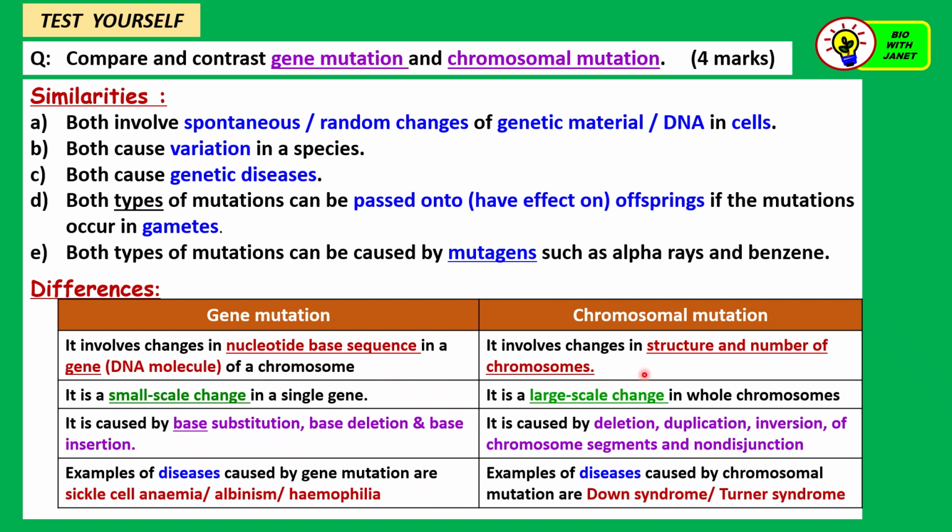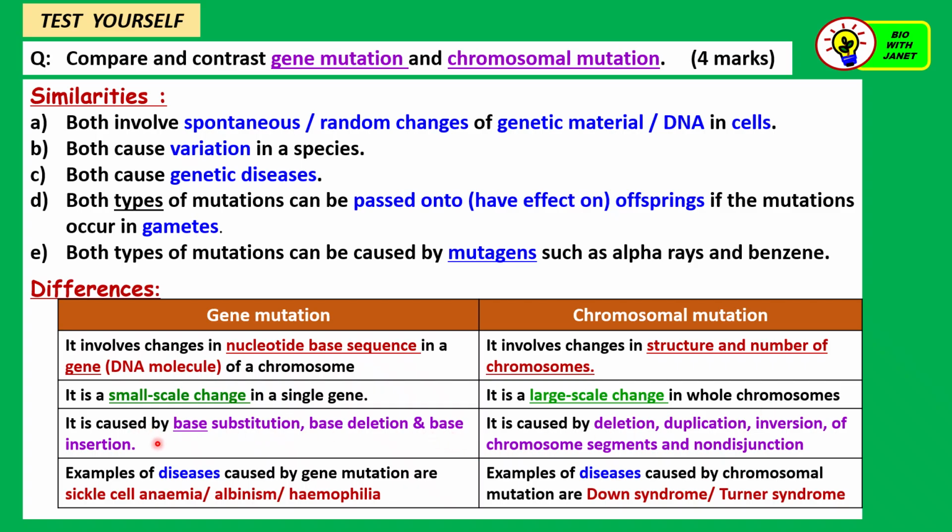or in the number of chromosomes. So more genes are involved. Changes involve more genes for chromosomal mutation. Now, gene mutation is a small scale change in a single gene where maybe 1 or 2 bases or a few bases are different from the normal ones. But in chromosomal mutation, it's a large scale change in whole chromosomes, where a chromosomal segment may be deleted or duplicated, or a whole extra chromosome may be added into the cells of the gametes.